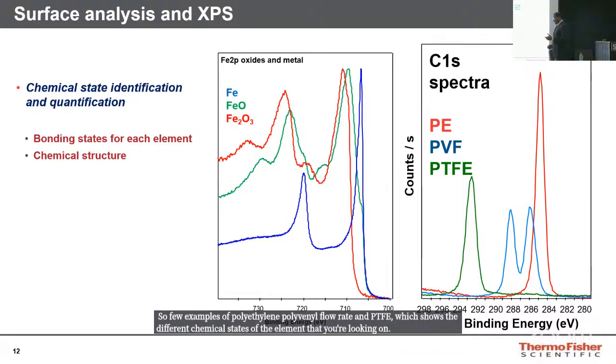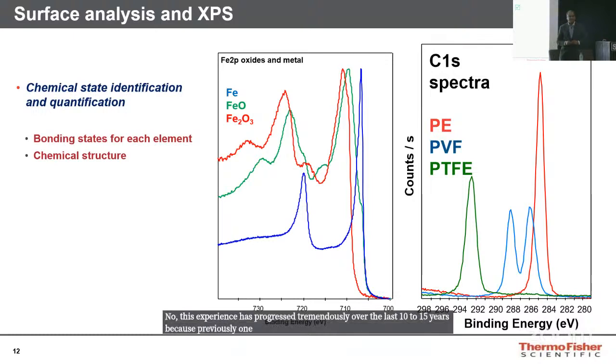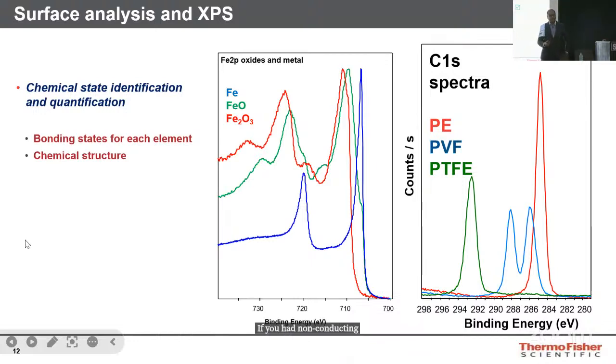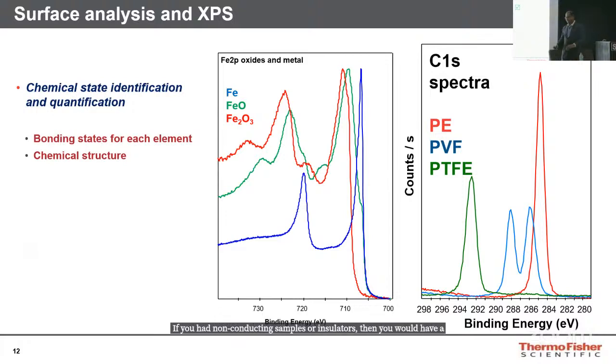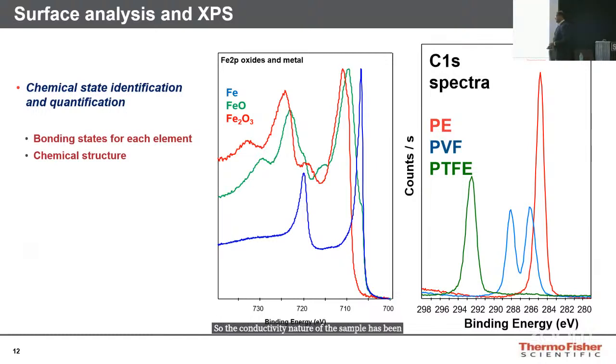Now, XPS has progressed tremendously over the last 10 to 15 years, because previously one big challenge in XPS was that in order to do an analysis, you needed samples which were good conductors. If you had non-conducting samples or insulators, then you would have a charge buildup on the surface and you would not be able to collect any good spectra. But all the modern day instruments have a fantastic charge neutralization technique that helps you neutralize the charge buildup and collect a very good spectra even on surfaces like glass, quartz, or wood. So the conductivity of the sample has been taken out of the equation completely.